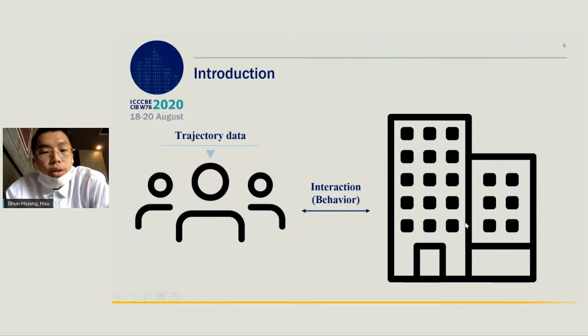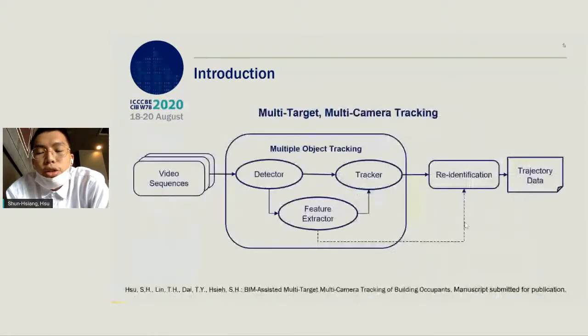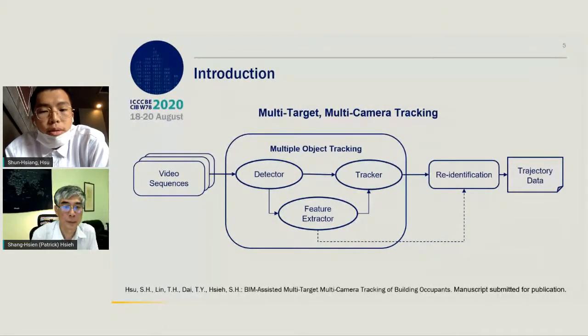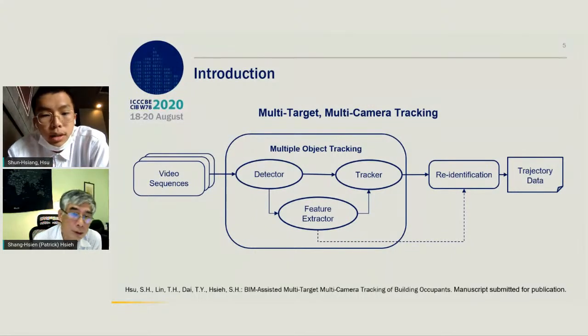To collect the data, our team has developed a multi-camera system, as presented above, for building occupants. For this system, the trajectory of each occupant in different cameras can be concatenated by three major components: detector, tracker, and feature extractor. This system is usually designed for pedestrians in other papers. However, it should be much more feasible in an indoor environment because the geometric relationship in different spaces remains constant.